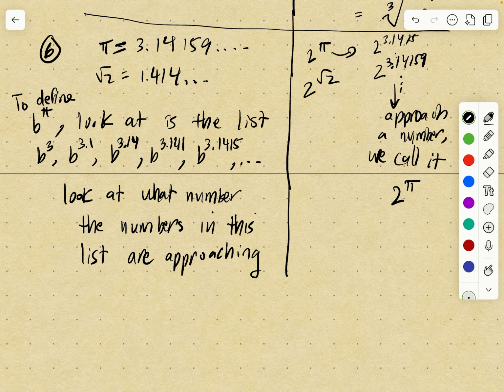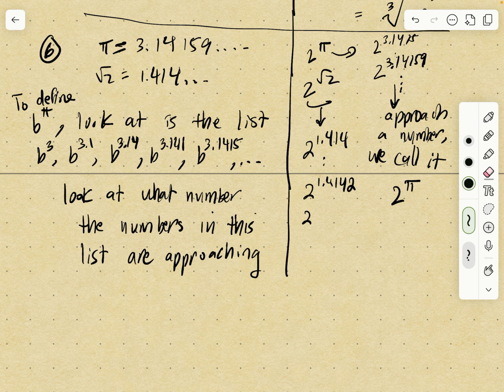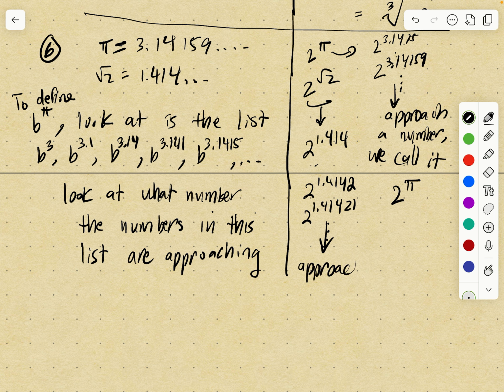okay, so for 2 to the square root of 2, what you do is you look at 2 to the 1.414, and then 2 to the 1.414, let's see, 2 to the 1.41421, and you look at what these numbers are approaching. So they approach a number, and we call that number 2 to the square root of 2.